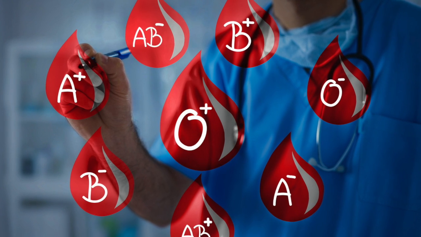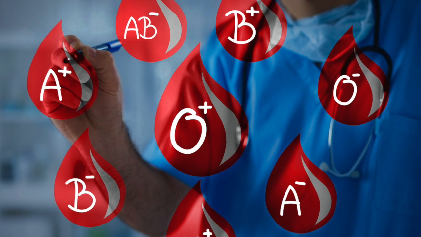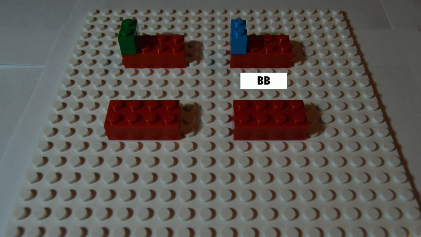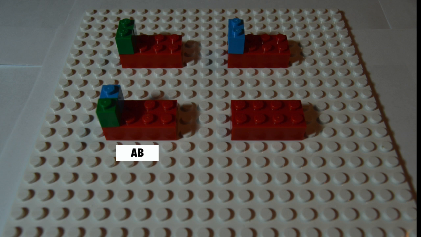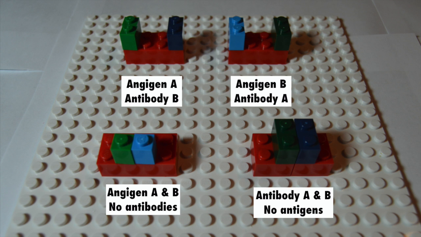Human blood types are examples of multiple alleles of a single gene, with an added twist to the pattern of inheritance. A person may have one of 6 genotypes: homozygous AA, homozygous BB, heterozygous AO, heterozygous BO, heterozygous AB, or homozygous OO.